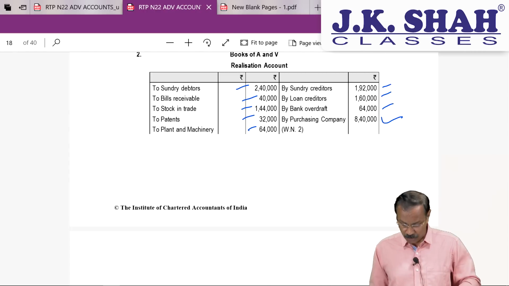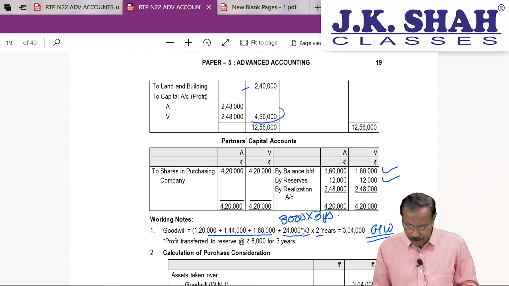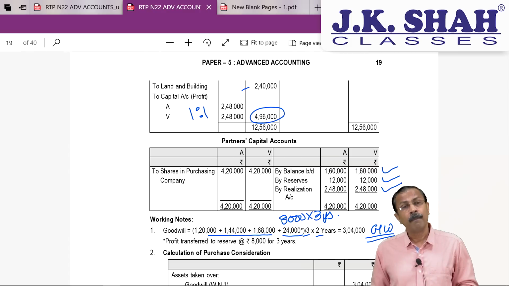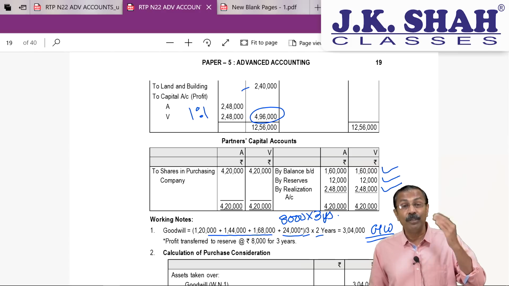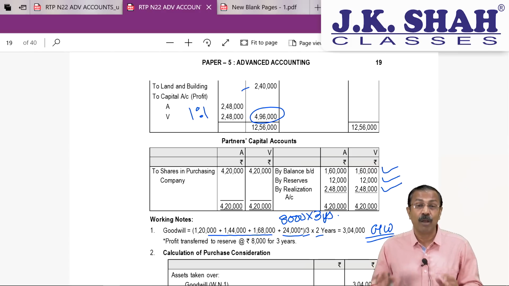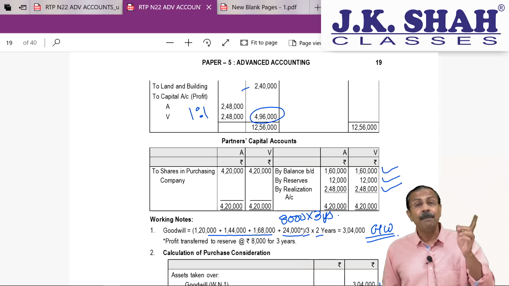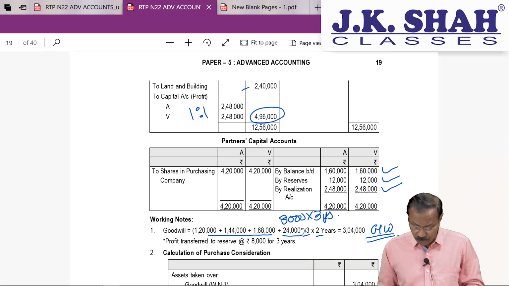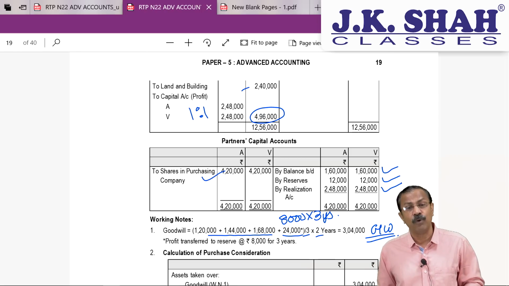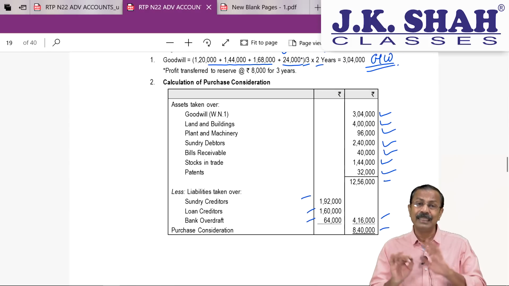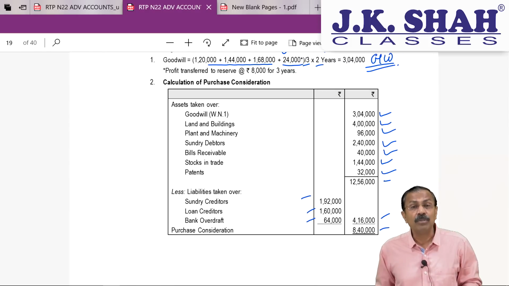Now you close realization. You're getting a profit of 496. PSR is equal 1:1. Transfer their share of profit to partners' capital. Distribute the shares received 8,40,000 among the partners in their PSR 1:1, which will also be the final claim ratio, to 420 each, and the account tallies. That's how you close the books of the firm in case of a conversion. Firm is taken over by a company, remember.